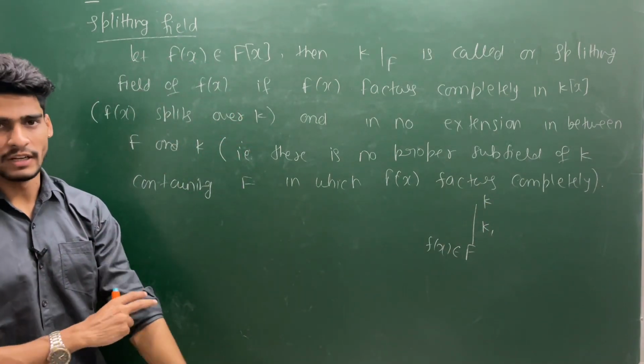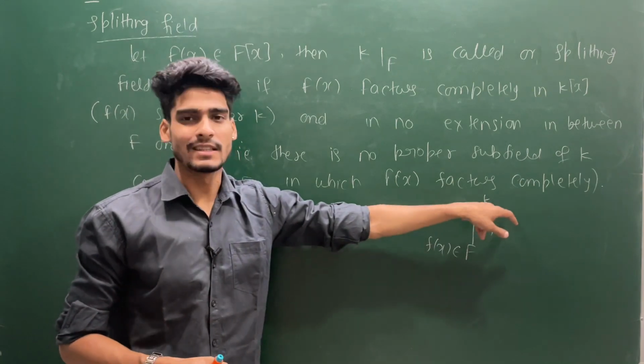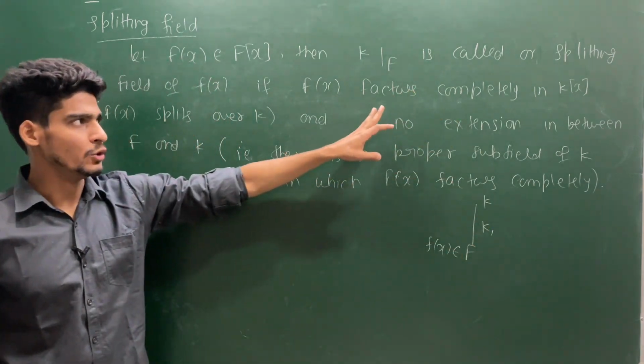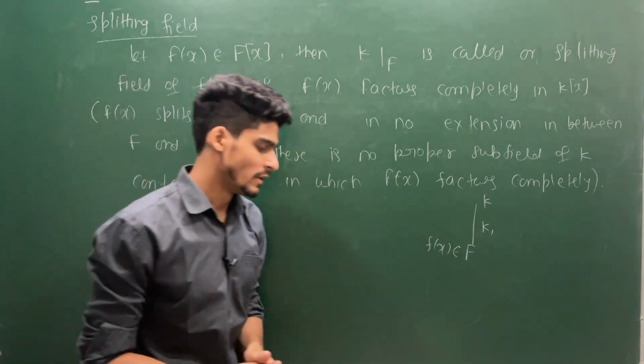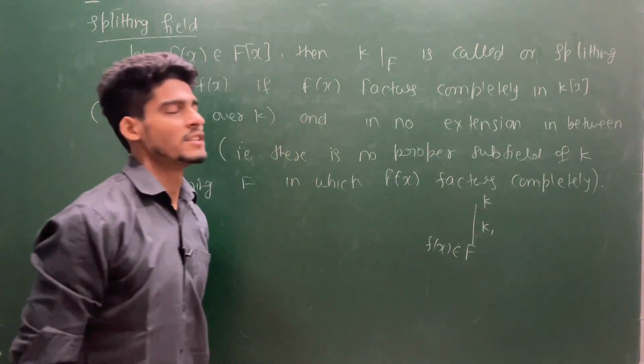Then we say this K is a splitting field, and later we will prove this K is the splitting field. That means if you have a splitting field, that is going to be unique, and we will also prove the existence part also. That means there always exists a splitting field.